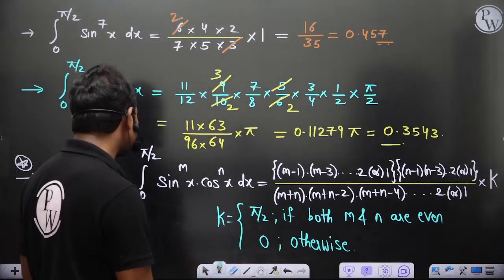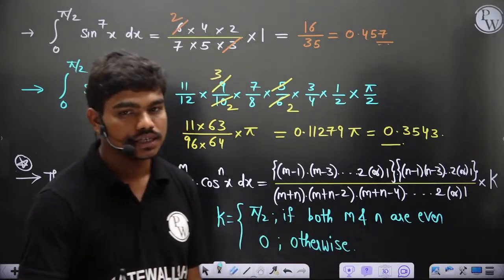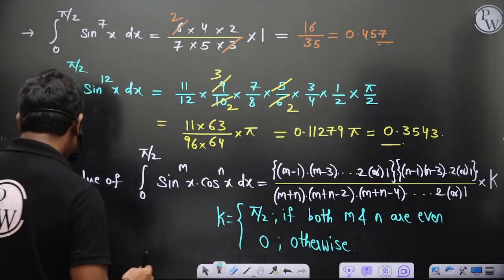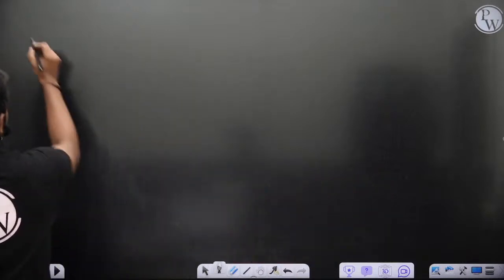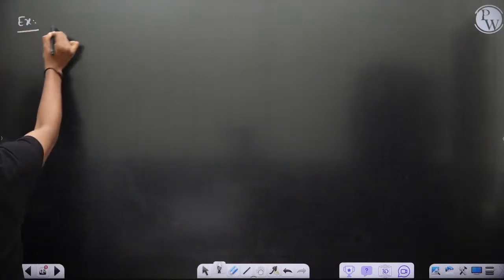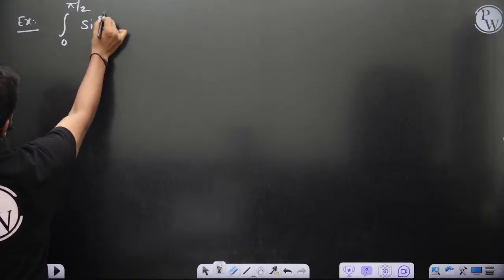Again, this property will also help in reducing the size of the integrals. Okay, so let's see an example. I would like to work out an example. Integral 0 to pi by 2 sine square x cos square x.